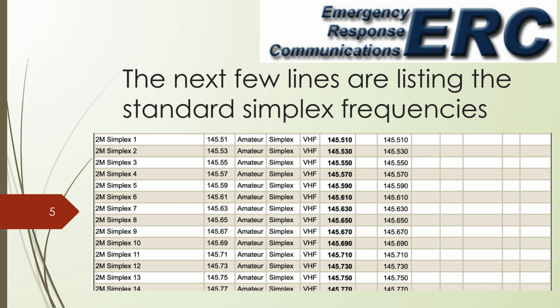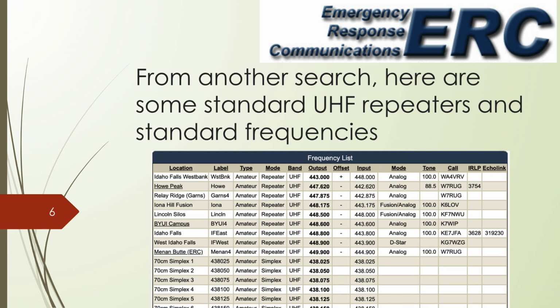Page 6. Here's a different search showing UHF repeaters and the standard UHF frequencies. So you see the first 10 or so are UHF repeaters in this area, and then it starts listing the standard UHF simplex frequencies. Same thing here. If you program all these in your radio, you can step through all the standard frequencies. They're all in your radio, ready to go at any time, and it's easier than programming each of them in. Let's go to slide 7.